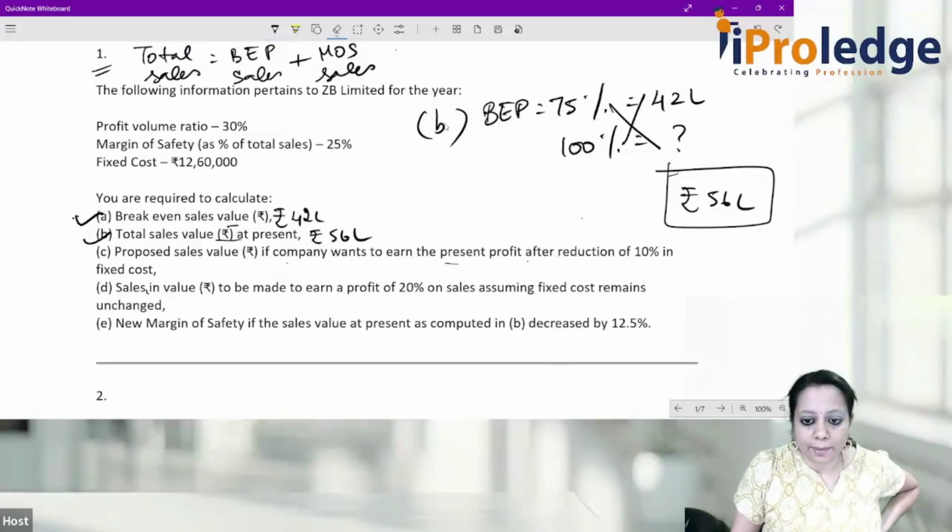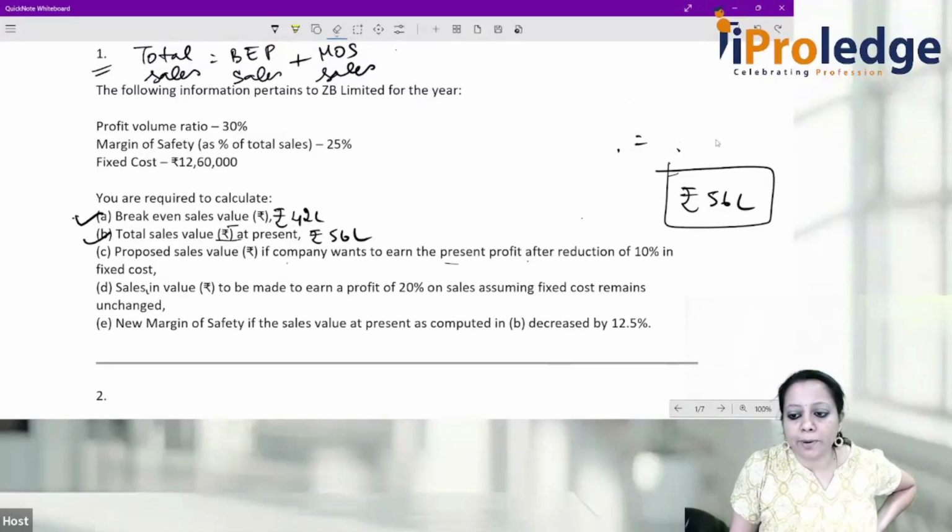Go ahead. Yes. Okay, ma'am. So all these are child's play problems because we have to revise the formula. We are doing it. That's all.